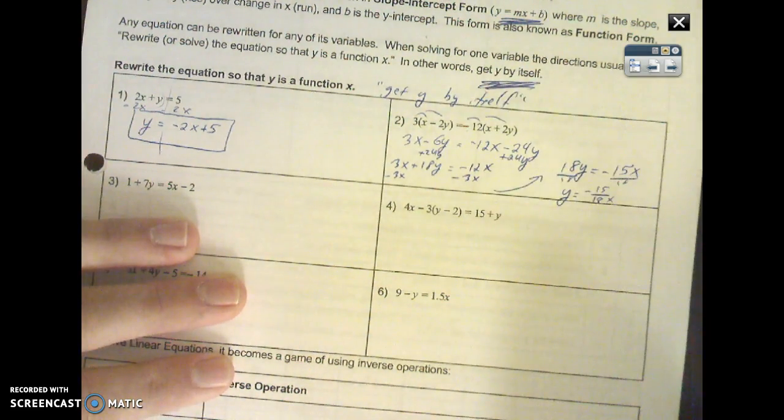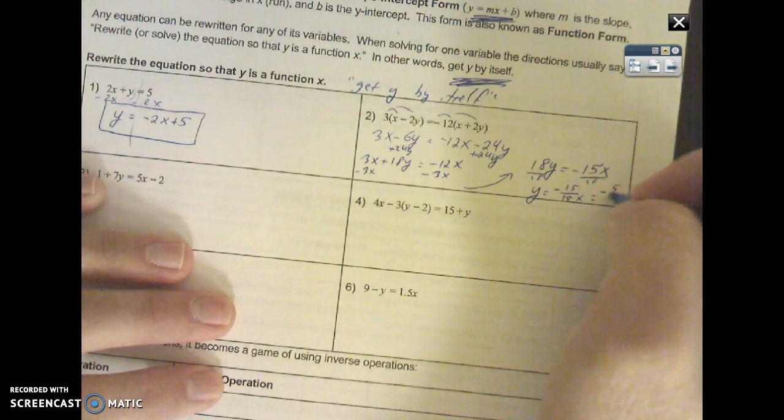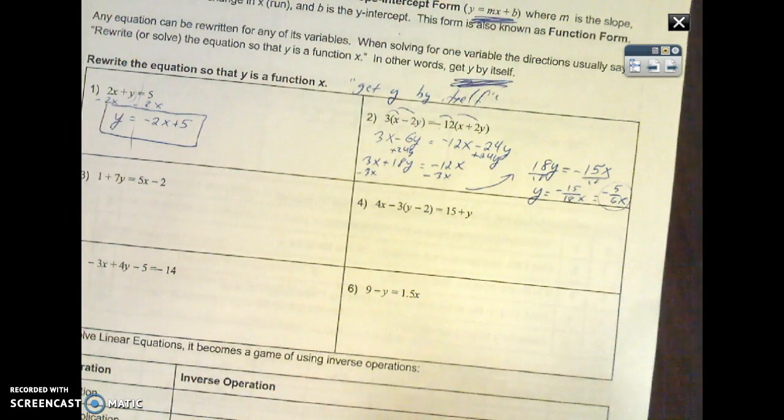But what number can go into 15 and 18? 3. So negative 5 over 6x. Got it. I know these are tiny boxes. Don't worry, you'll have plenty of room if I ever ask you for a test or a quiz. Okay, next part.